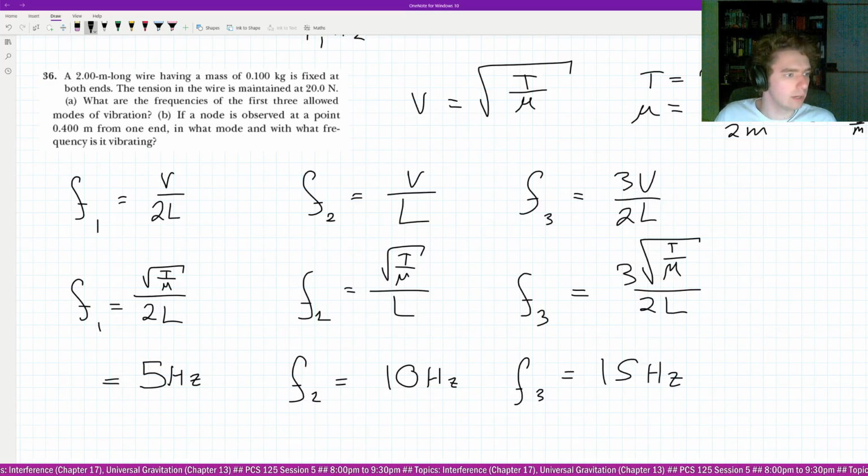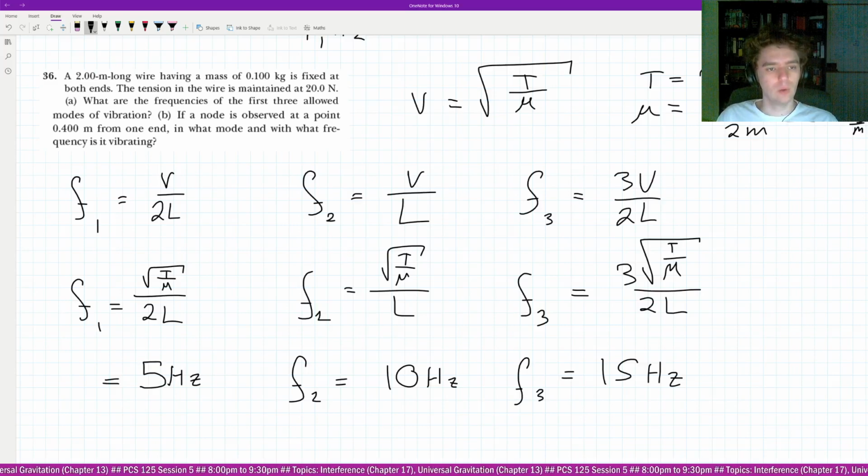Is that it? I don't have the answers in the book, so I don't know, but I don't see why any of those wouldn't apply. So yeah, that makes sense to me. The first harmonic, second harmonic, and third harmonic. Okay. If a node is observed at a point that many meters from one end, in what mode and with what frequency is it vibrating?